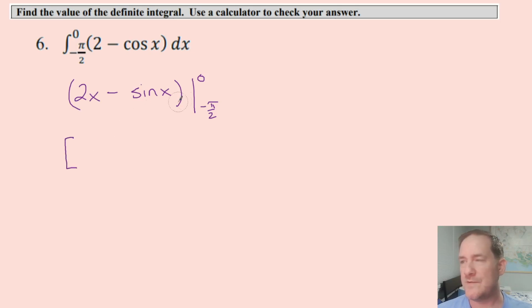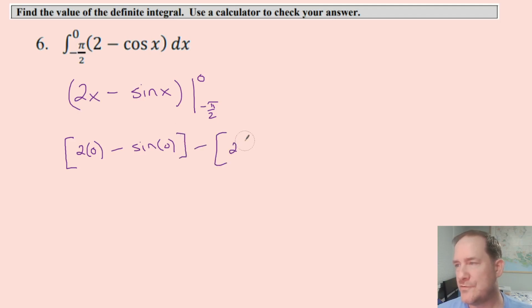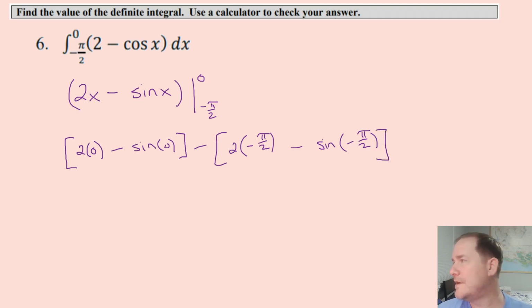According to the fundamental theorem of calculus, in goes the 0. You got yourself a 2 times a 0 minus a sine of 0. Then you subtract from that 2 times -pi/2 minus the sine of -pi/2. So what is all this? 2 times 0 is 0. That's a no-brainer. Sine of 0, let me see.